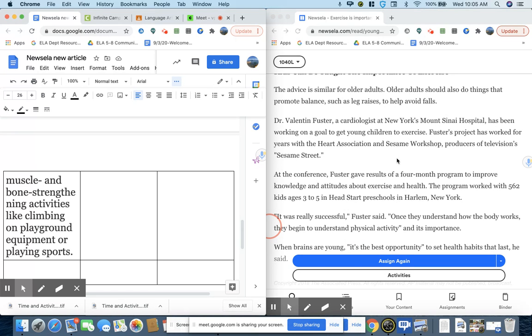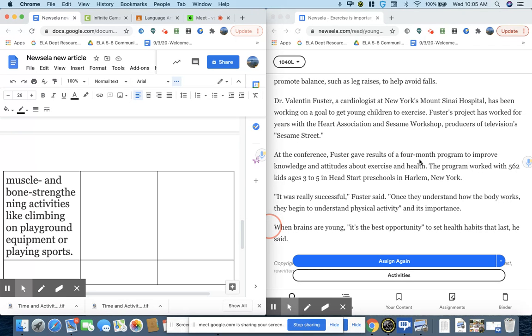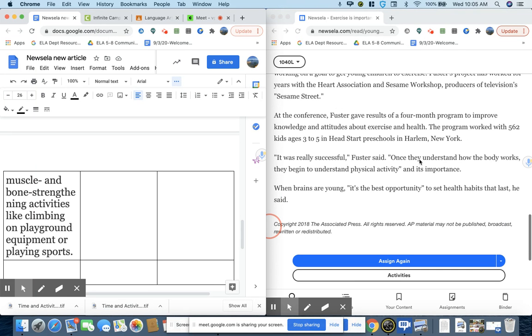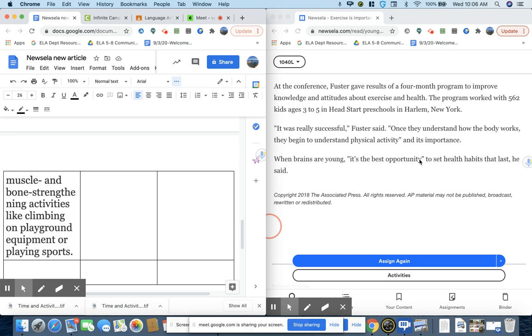Dr. Valentin Fuster, a cardiologist at New York Mount Sinai Hospital, has been working on a goal to get younger children to exercise. Fuster's project has worked for years with the Heart Association and Sesame Workshop, the producers of TV Sesame Street. At the conference, Fuster gave results of a 4-month program to improve knowledge and attitudes about exercise and health. The program worked with 562 kids ages 3 to 5 in a Head Start preschool in Harlem. It was really successful, Fuster said. Once they understood how the body works, they began to understand physical activity and its importance. When brains are young, it's the best opportunity to set health habits that last, he said.